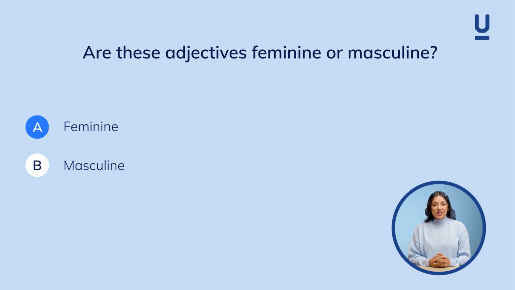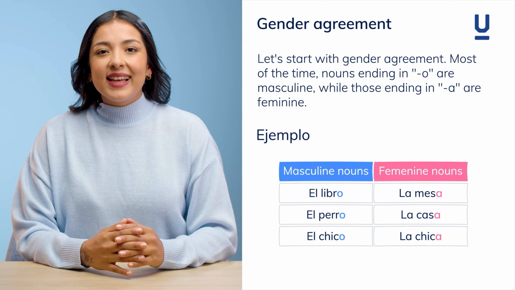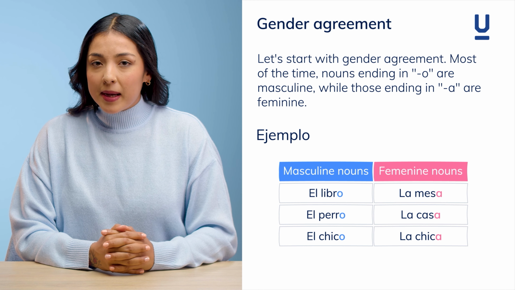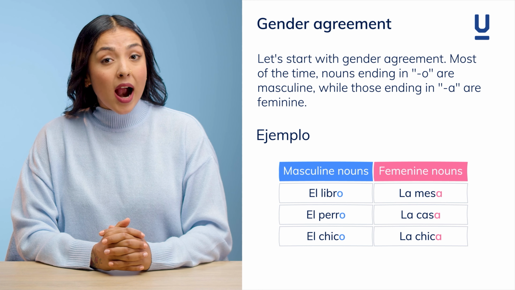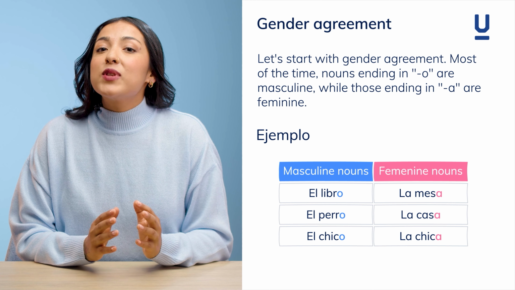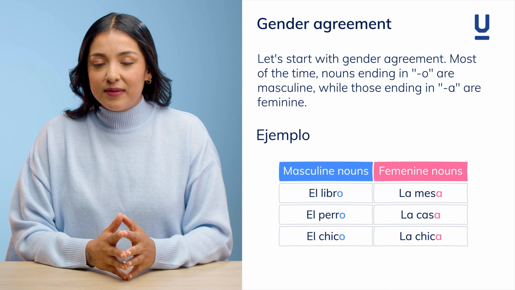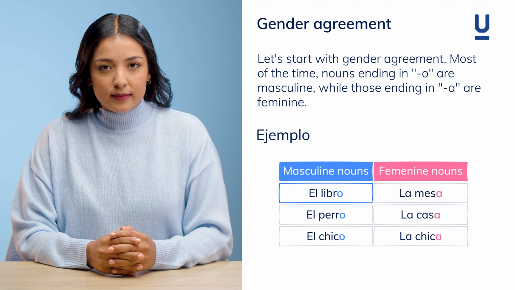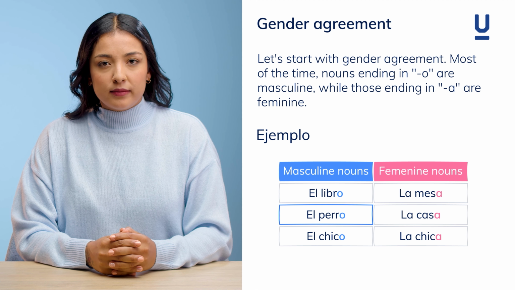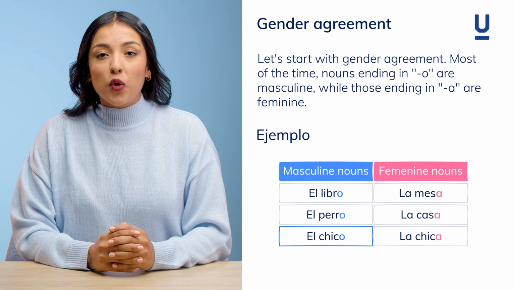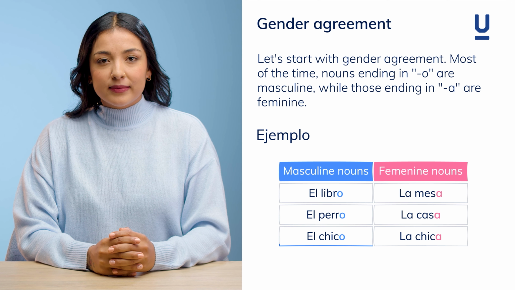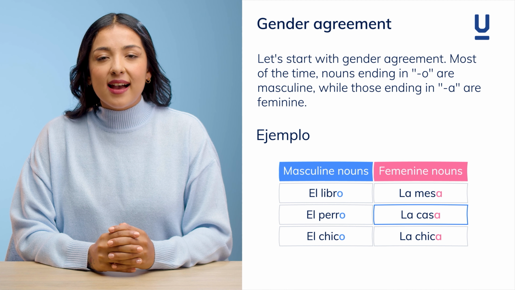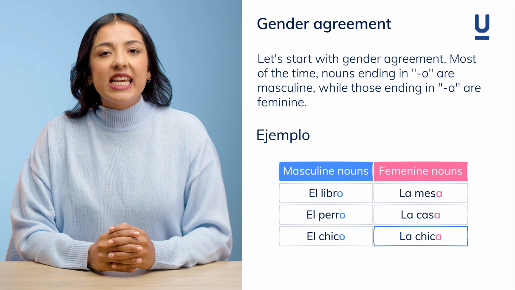Now let's get started. Let's start with gender agreement. Most of the time, nouns ending in O are masculine, while those ending in A are feminine. For example, el libro, el perro, el chico, la mesa, la casa, la chica.